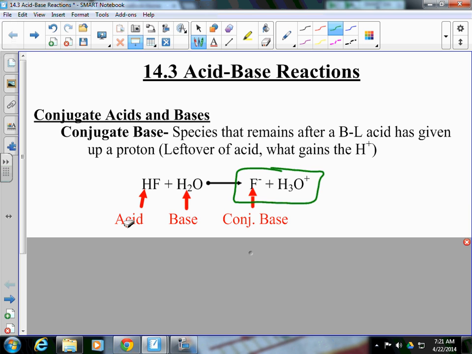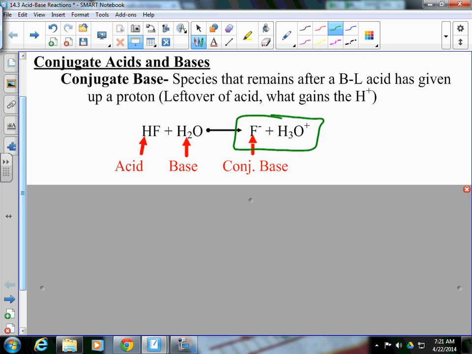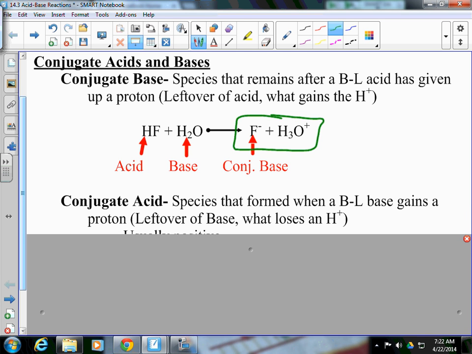So it's really generally acting as a flip-flop. We have HF, hydrofluoric acid, that's our acid. What's left over from the acid? F, that's our conjugate base. So that's conjugate bases. Conjugate acids work in the same way, except a conjugate base is the leftover of an acid, and a conjugate acid is the leftover of a base. So we kind of have the flip-flop here.